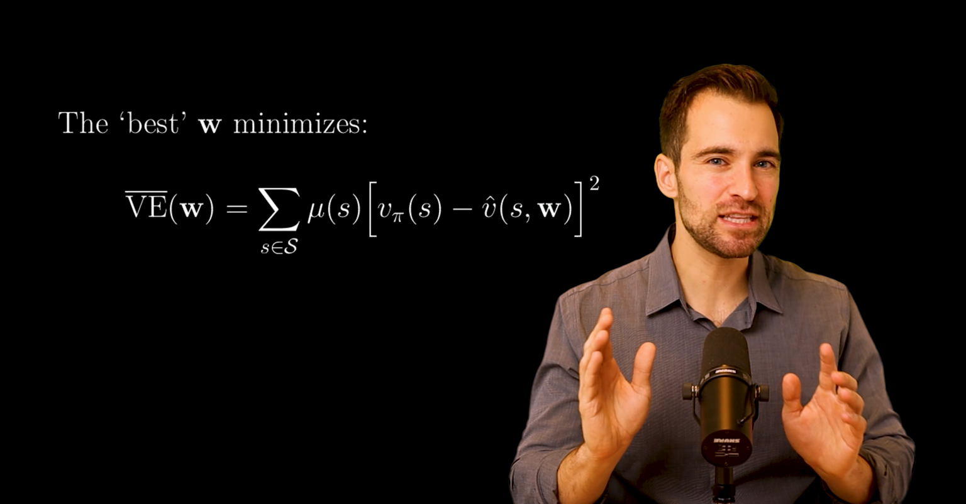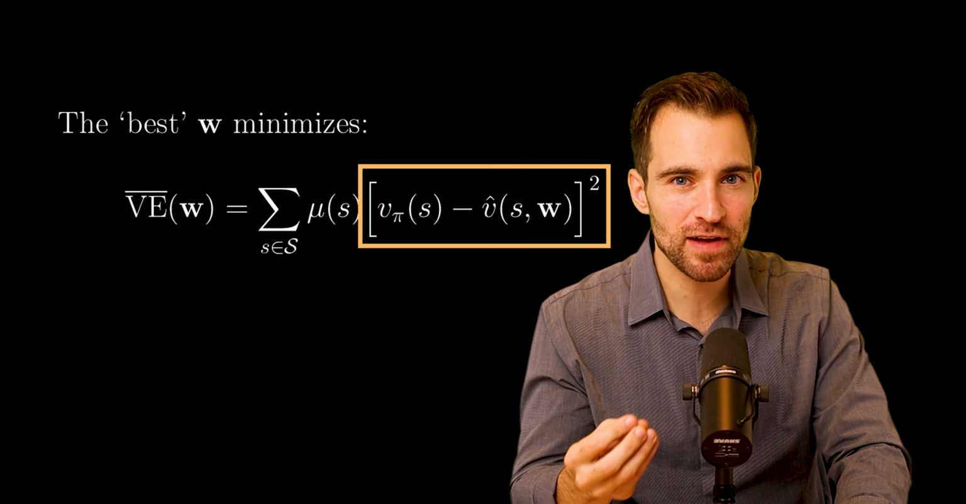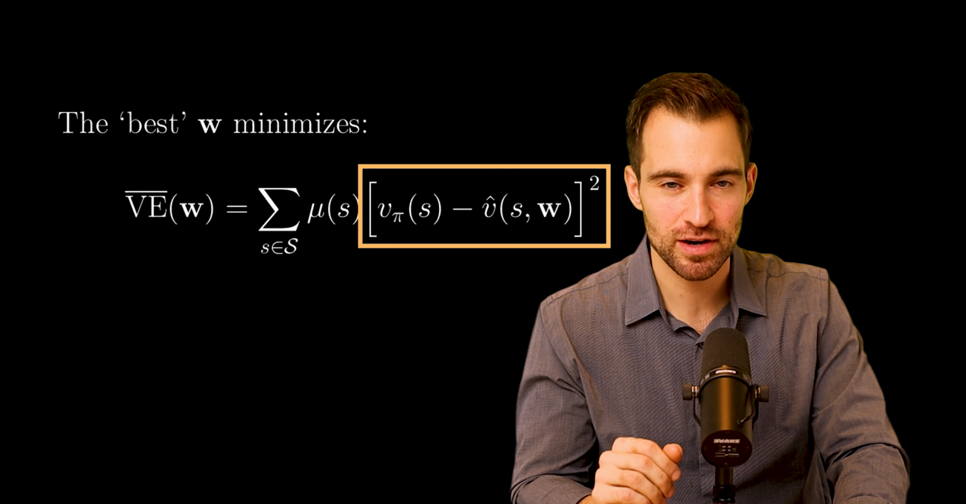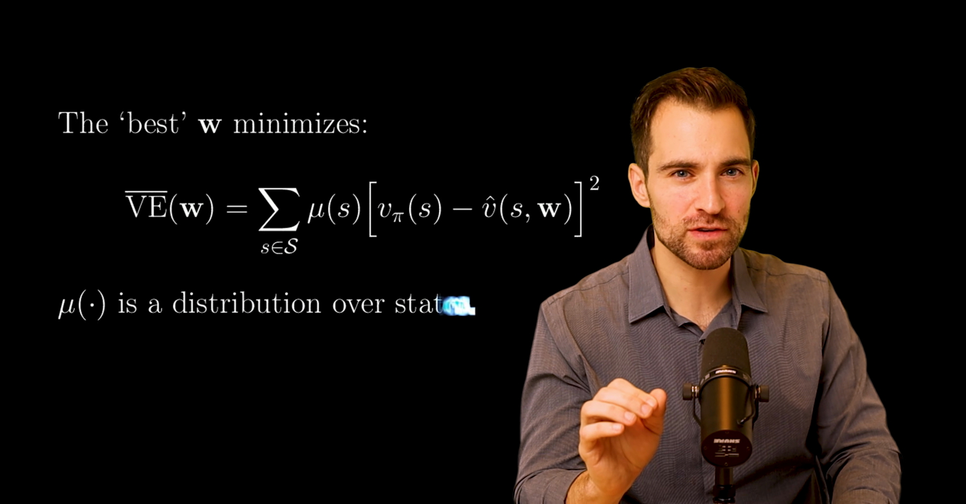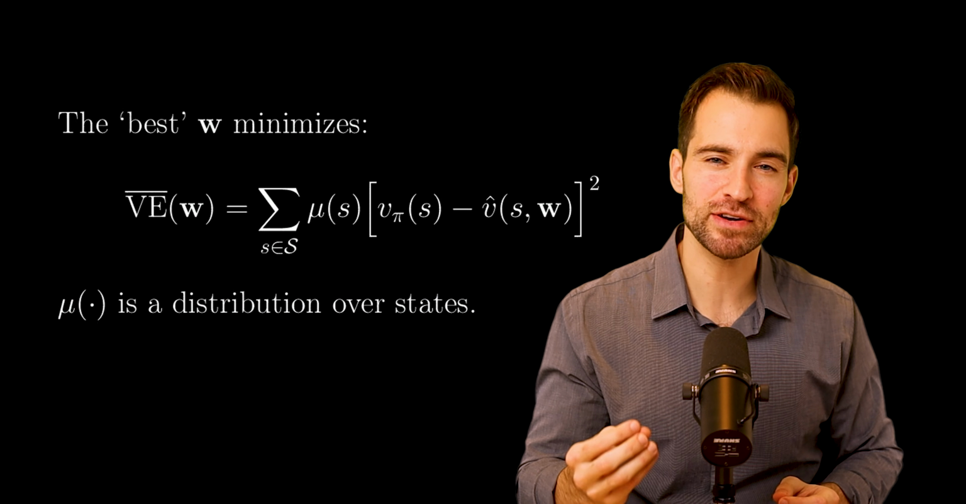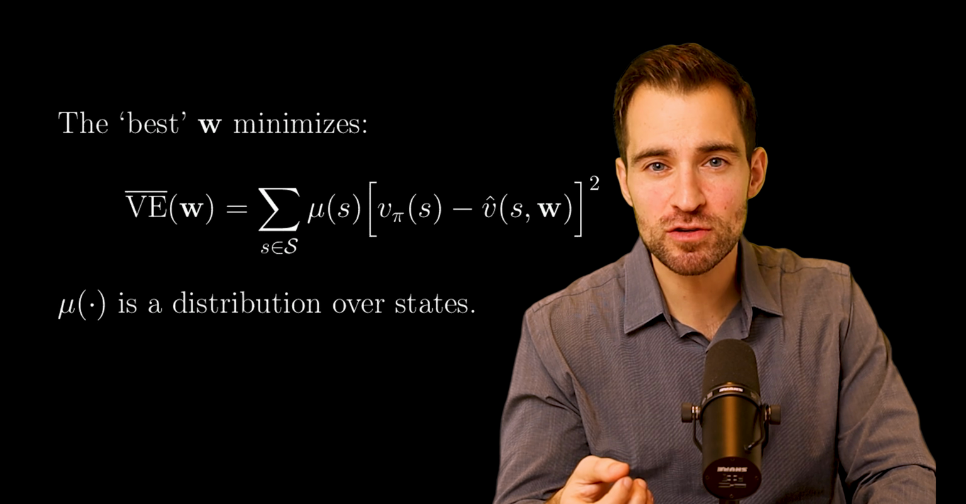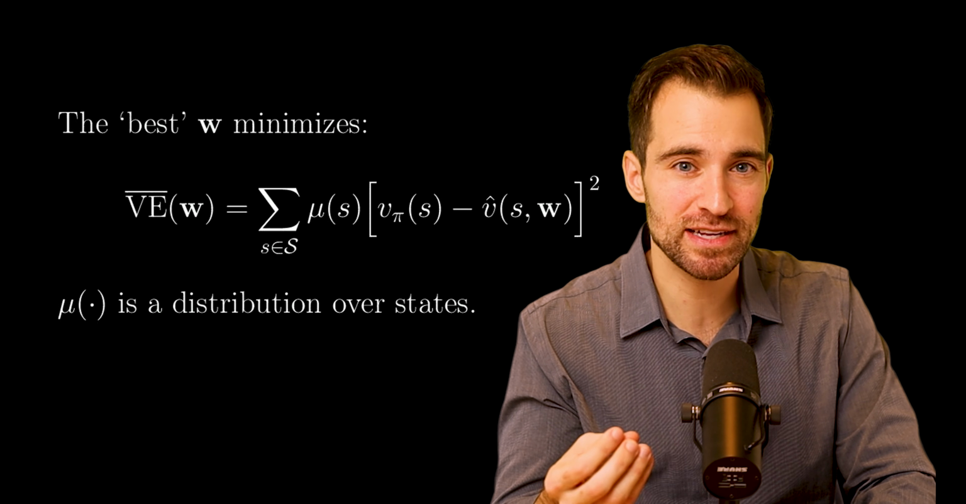All this is the mean squared error between our approximate value function and the true value function. And it's weighted by this. Here, mu is a distribution over states, weighing how much we care about each state. Typically, mu will be chosen as the proportion of time our policy spends at each state.